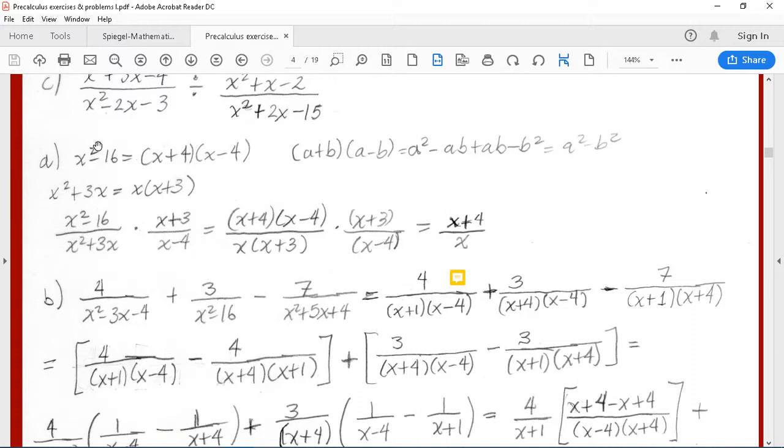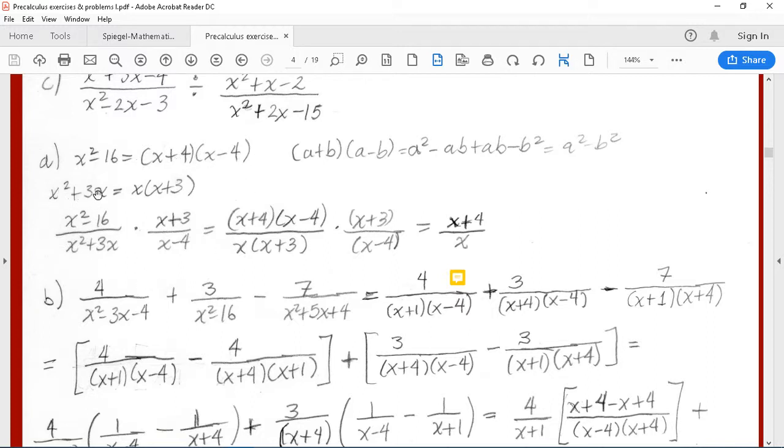Remember, x squared is a perfect square. 16 is a perfect square. It is 4 squared. And if you remember, a plus b times a minus b is a squared minus ab plus ab minus b squared, which is a squared minus b squared. So we have a difference of squares here. So we have a is x and b is 4, because 4 squared equals 16. So x squared minus 16 equals x plus 4 times x minus 4.